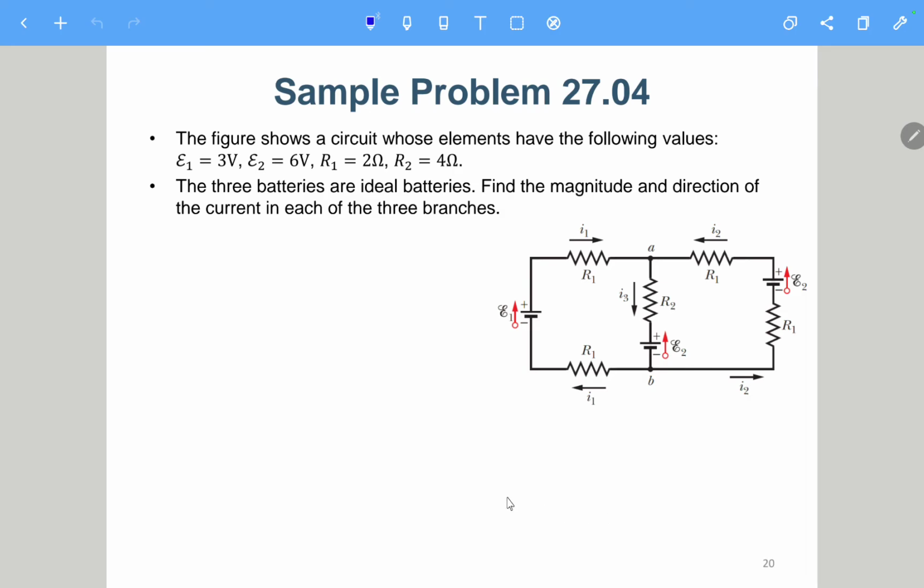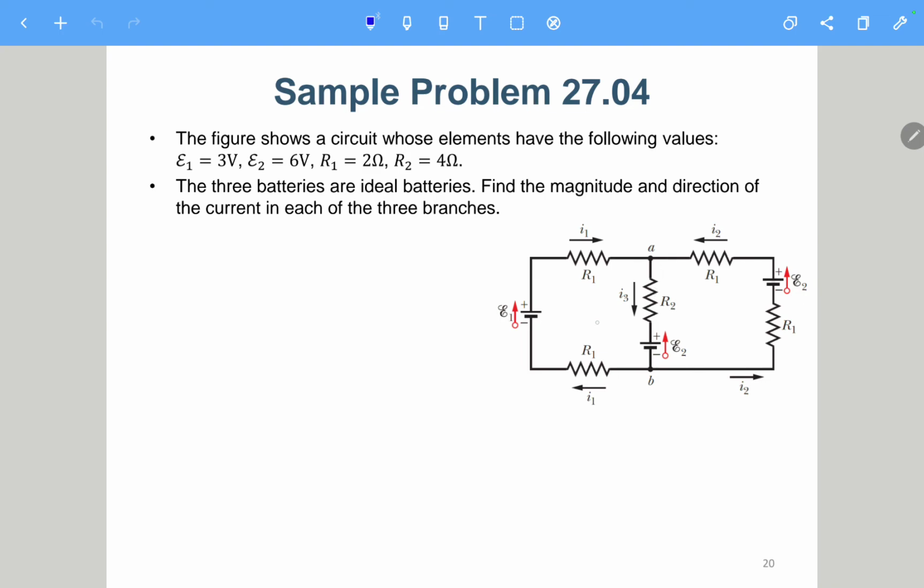Okay, so let me talk about this one first before we have a break. Here it says the figure shows a circuit whose elements have the following values: E1, E2, R1, R2. So R1, R1, R2, R1, R1, and then here we have E1, E2. Also, this one is E2. It is not possible to simplify the circuit because none of them are in parallel or in series. And it asks you the current in each of the three branches, which means I1, I2, I3.